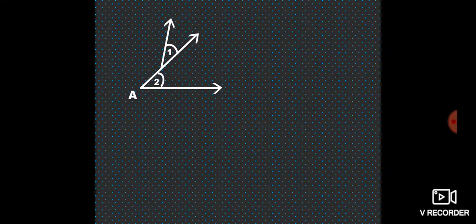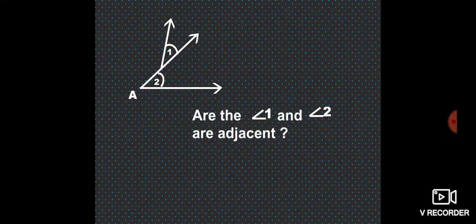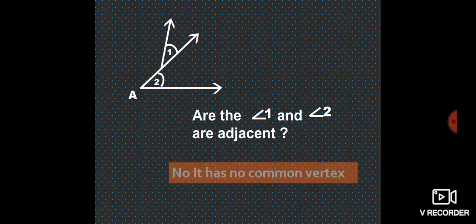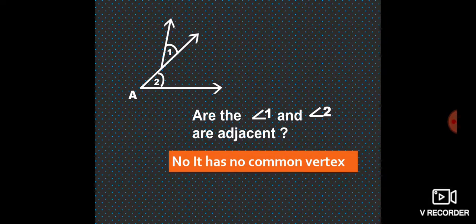Next, are this angle 1 and angle 2 adjacent? No. Why? What is the reason? A vertex here A, but this is not common. This vertex A is only for angle 2. Angle 1's vertex is here. So, no, it has no common vertex. Therefore, angle 1 and angle 2 are not adjacent angles.